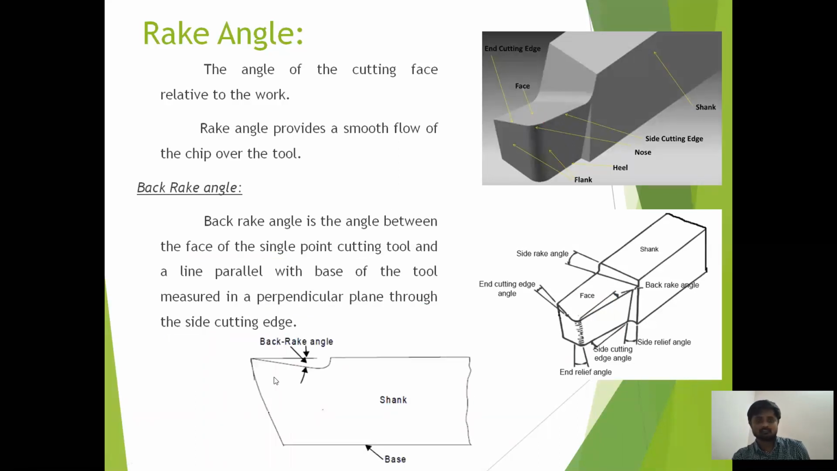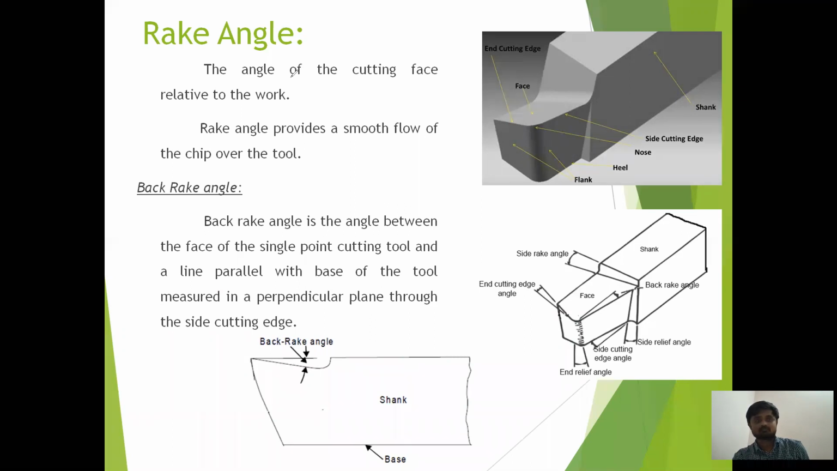This one is the face of the cutting tool. And I'm going to draw one initial plane. First of all, this is the side cutting edge, and I'm going to draw one perpendicular plane initially, like this, the plane which is perpendicular to the side cutting edge, and this angle is known as the back rake angle.